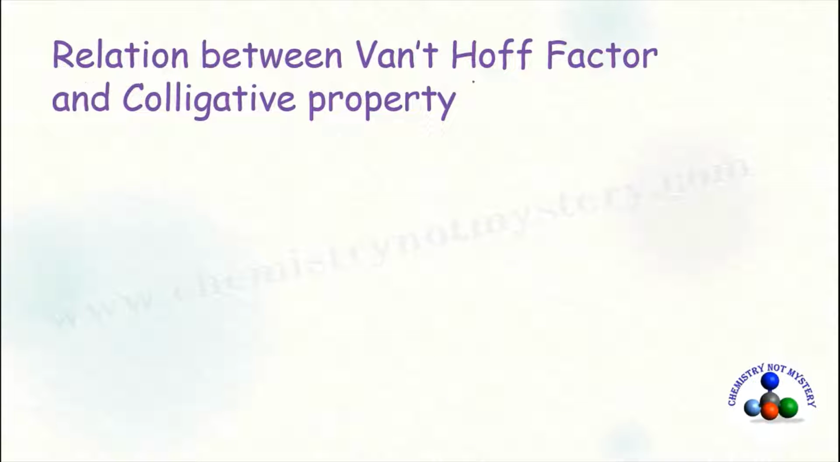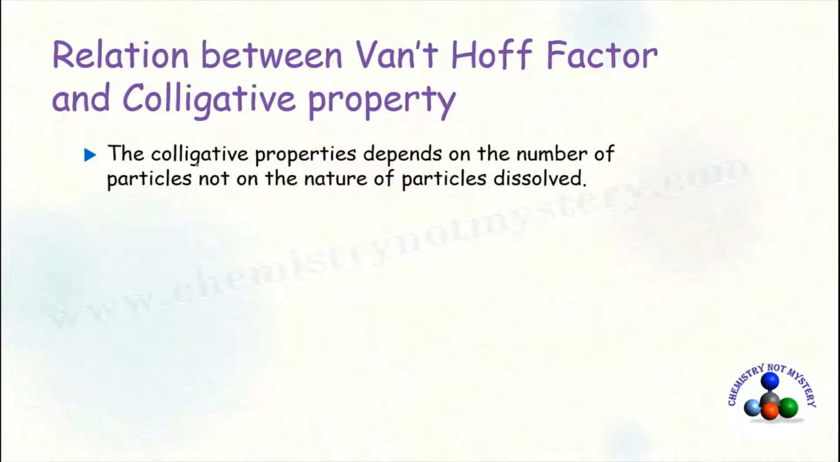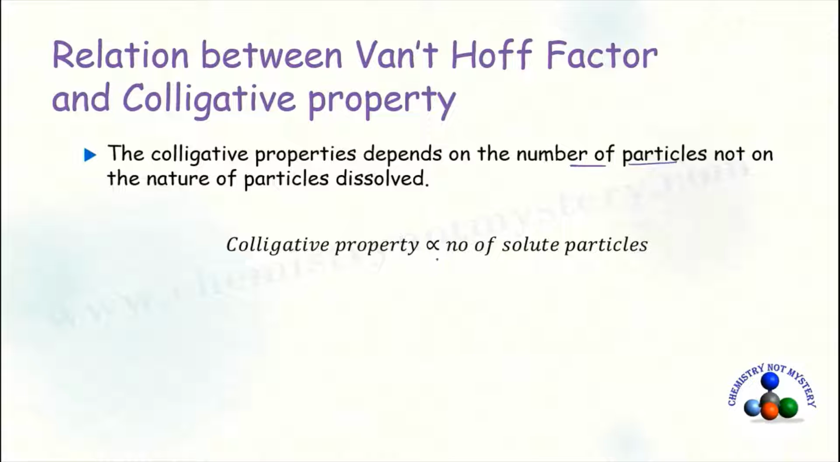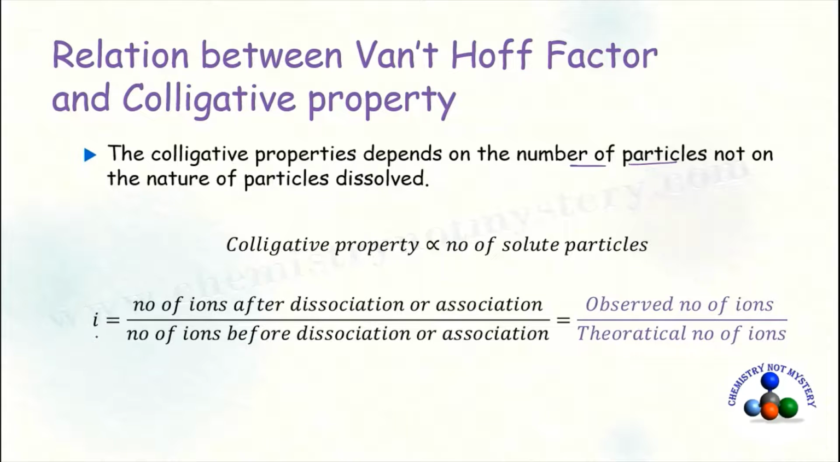Now come to the relation between Van't Hoff factor and colligative property. We know colligative property depends on the number of particles, not on the nature of particles dissolved. Or you can say colligative property will be directly proportional to the number of solute particles. And we also know Van't Hoff factor i is equal to the number of ions after dissociation or association divided by the number of ions before dissociation or association.